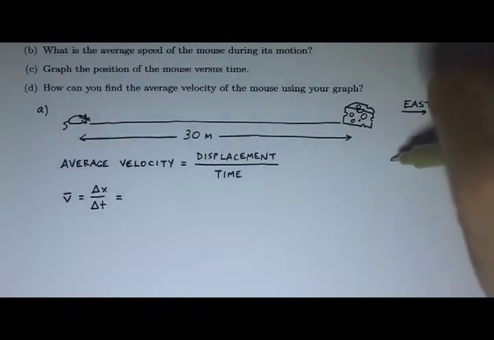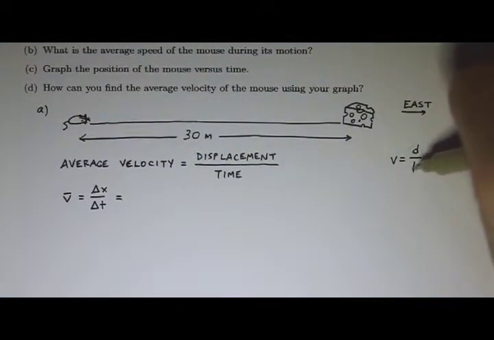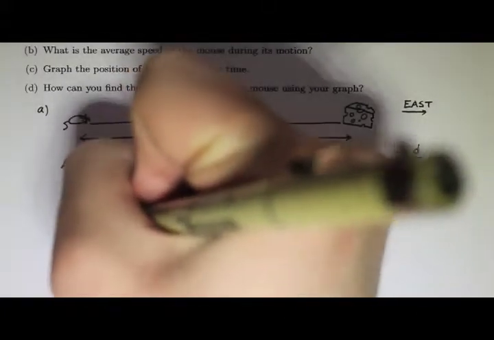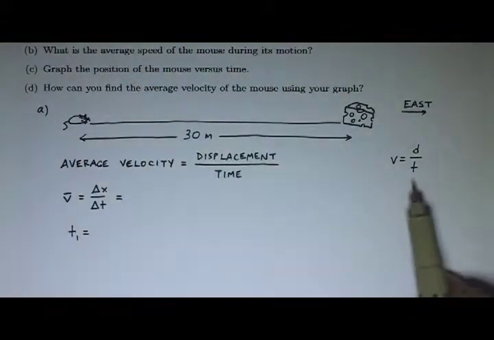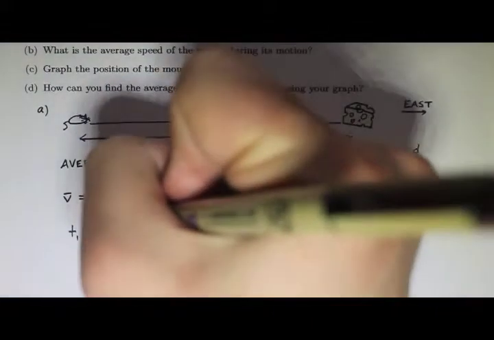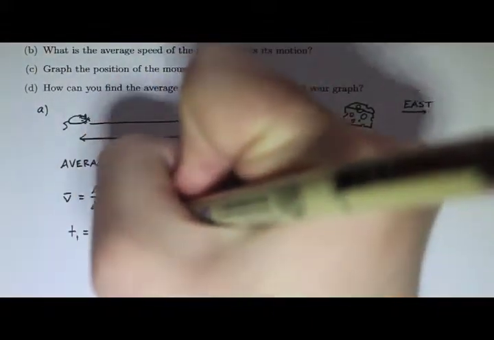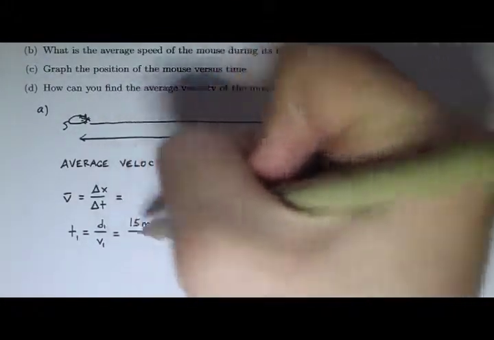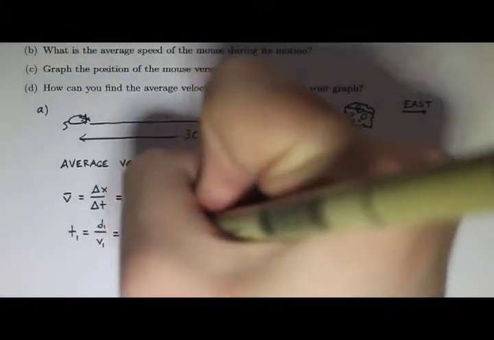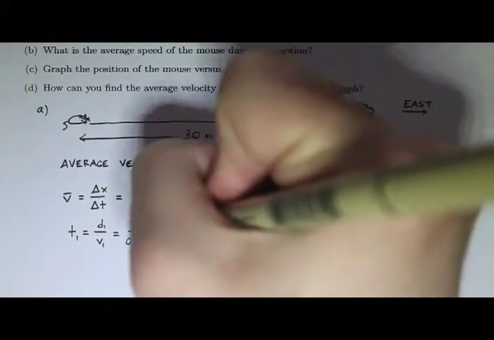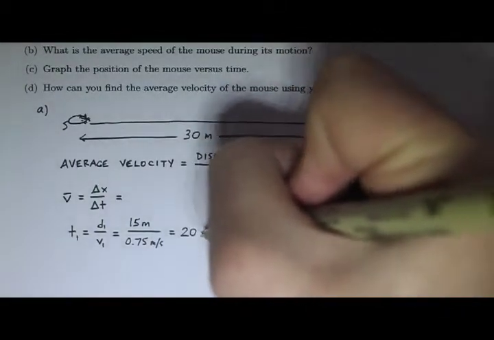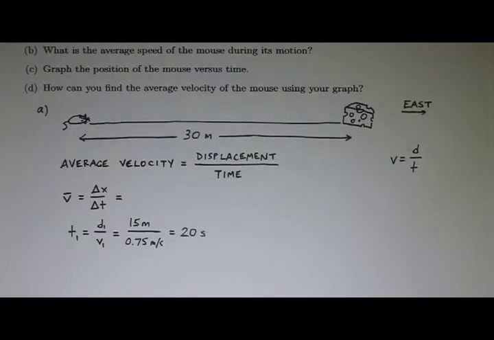Okay, so I'm going to use this formula here. v equals d over t. Rate equals distance over time. So the first time, I'll call it t1. So I solve this for time. That's going to be the distance d1 over v1. Okay, so the first distance is 15 meters, and he's traveling at 0.75 meters per second. And when you do that on the calculator, you end up getting 20 seconds. So it took him 20 seconds to go the first 15 meters.